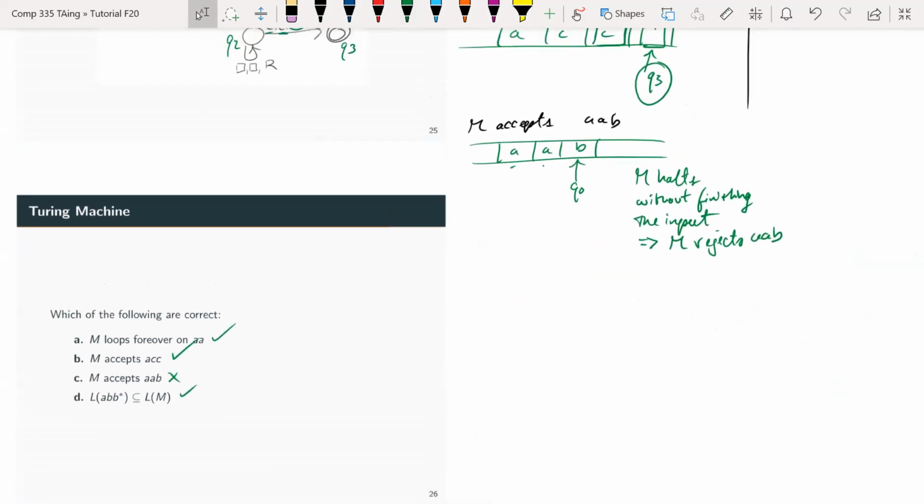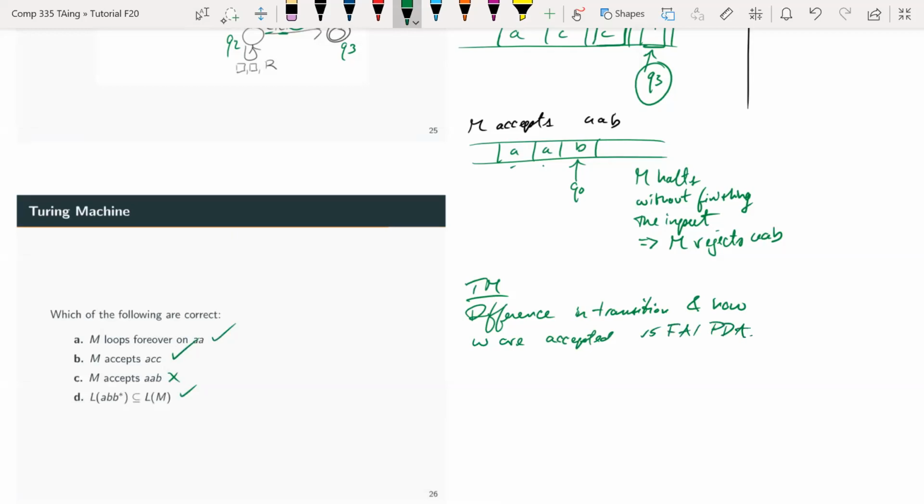And so then for Turing machines, make sure you understand the difference in transition and how strings are accepted versus FAs and PDAs. So what's the difference? Yes, of course, it's using an input tape, but why is the action of accepting different? What makes it different, right? So I think that this example was a good illustration of that.